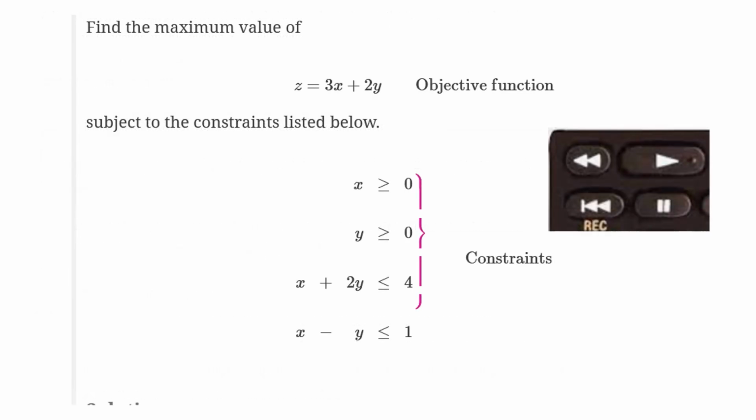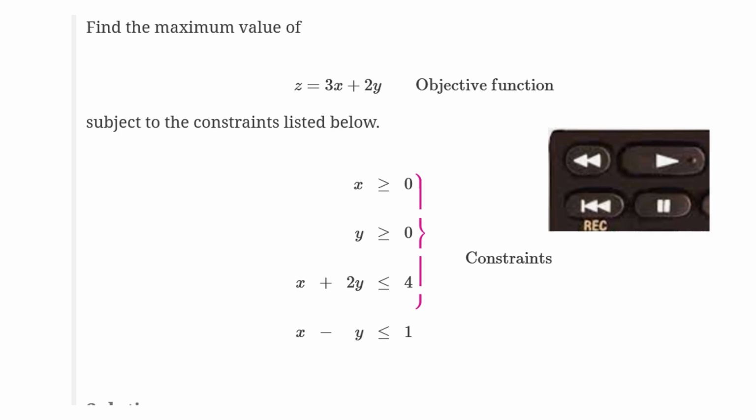So here's a problem for you to consider. Find the maximum value of z = 3x + 2y, that is our objective function, subject to the constraints that are listed below. And so we have the non-negativity constraints, x + 2y ≤ 4, and x − y ≤ 1. Pause the video and please solve this.